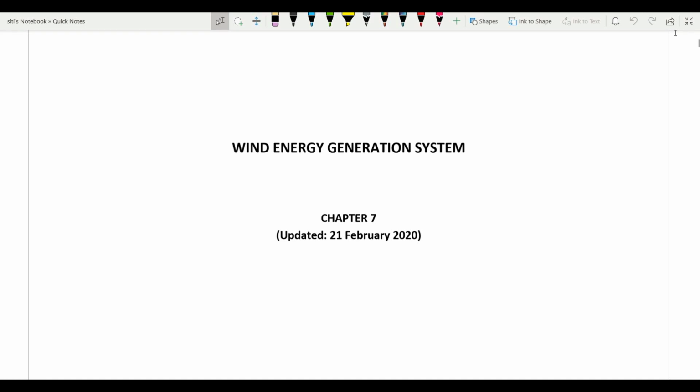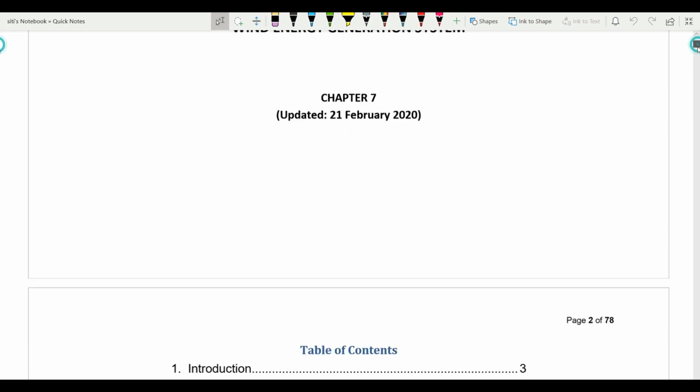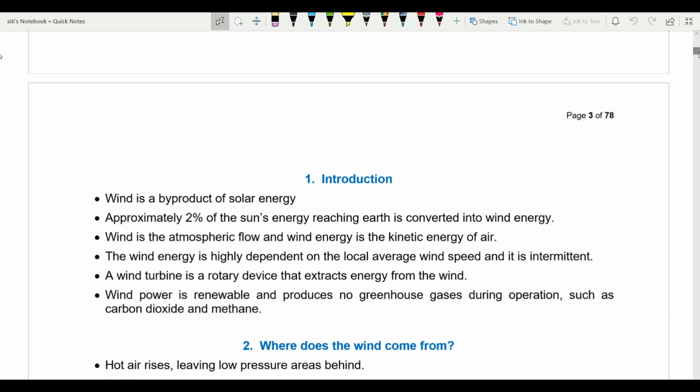Today we learn about wind energy generation system, WEG. So we start with introduction. Wind is a byproduct of solar energy. Approximately 2% of the sun's energy reaching Earth is converted into wind energy.